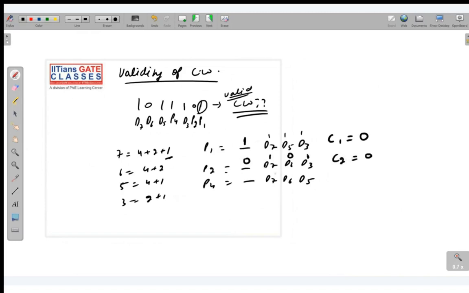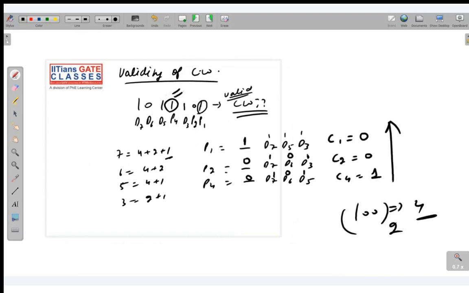D7, 1, D6, 0, D5, 1. P4 should be 0. But what P4 we are having? 1. So C4 should be 1. What is the position? 100. 100, that is nothing but 4. Binary, na? 100 binary is 4. So, 4th bit is error. So, this is an error. Are you getting it?